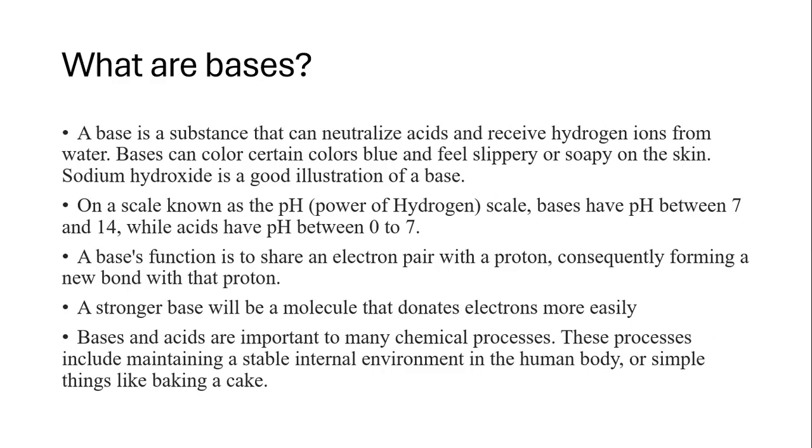Bases and acids are important to many chemical processes. These processes include maintaining a stable internal environment in the human body or simple things like baking a cake. A stable environment means we need to maintain a relatively stable pH inside the human body. Similarly, when baking a cake, we also need to maintain the pH, and that's why we use baking powder.